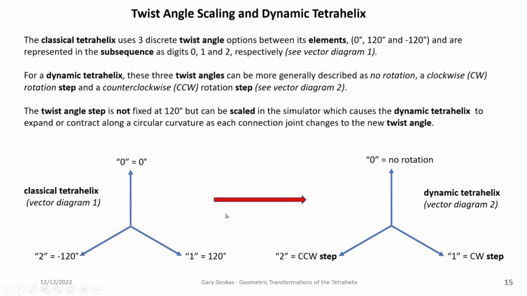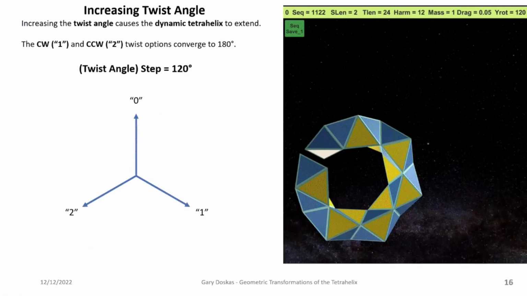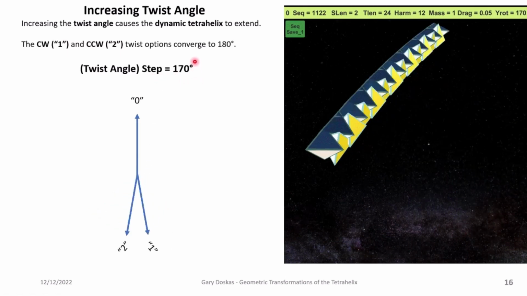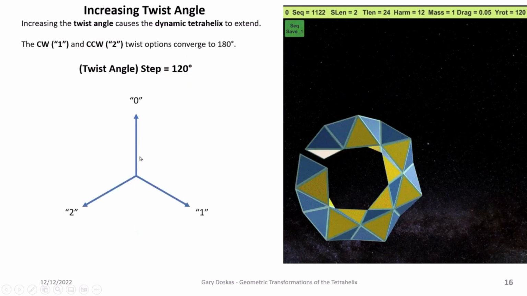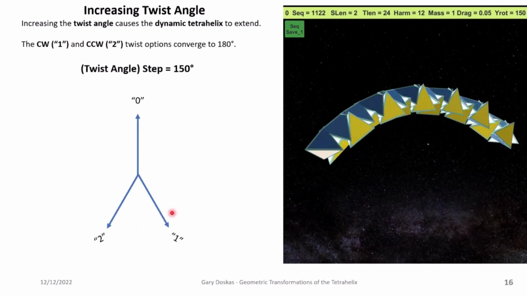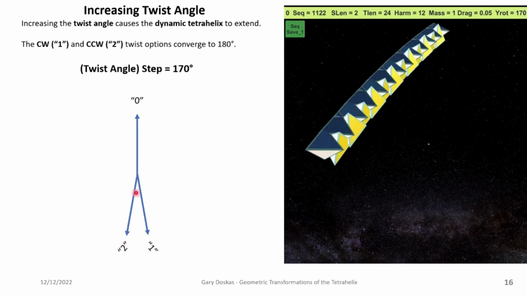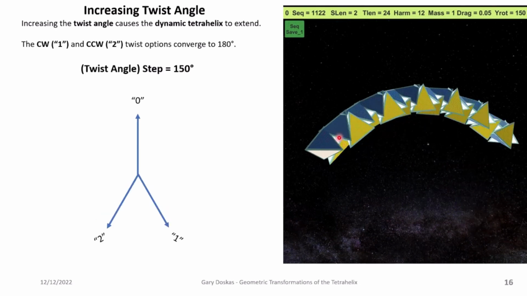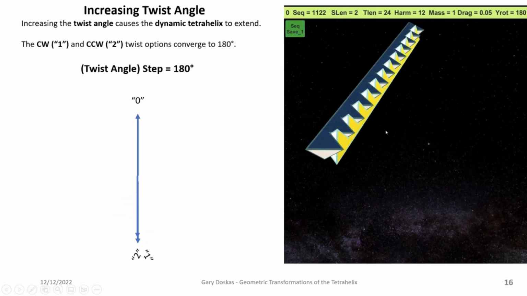The dynamic tetrahelix interprets this, again, as a variable, not a fixed value. So now when I change the step value in the simulator, it's going to cause some movement, which will be a little clearer in this animation. This is just an example of taking the twist angle and increasing it by 10 degrees at a time. And you notice that the options for clockwise and counterclockwise rotations now converge towards 180. And on the right, you see the corresponding effect of the straightening out, or the movement, of the tetrahelix through these various angles.